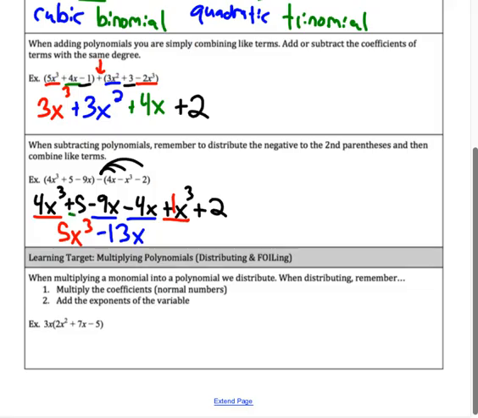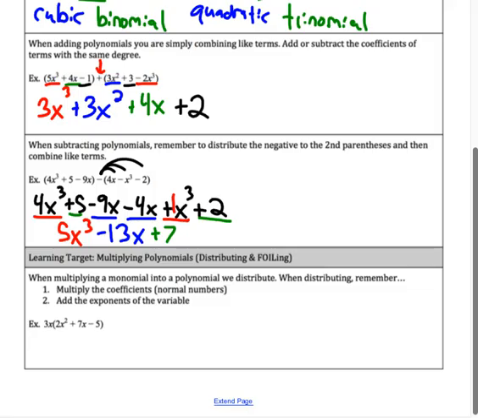And then I have 5 plus 2 to give me 7. So again, almost the same thing with the exception of having to distribute that negative throughout. All right, so that's the brief summary we have of naming, adding, and subtracting.